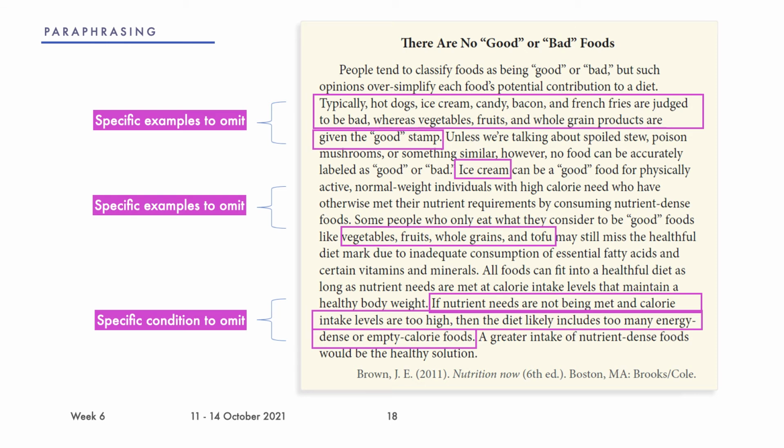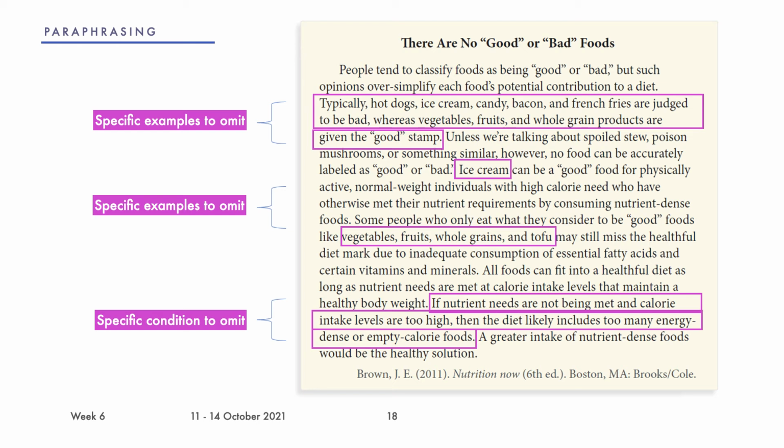You can see the very first thing that I read in a long text like this would be taking away the examples. As I said, as I read the text, I saw that hot dogs, ice cream, candy, bacon, french fries, not necessarily there in the summary text. Maybe later on you would like to summarize them as so-called junk food, okay? And vegetables, fruits, and whole grain products, good foods. Okay, you want to take them out here for now. Ice cream, vegetables, whole grains, tofu, all removed.